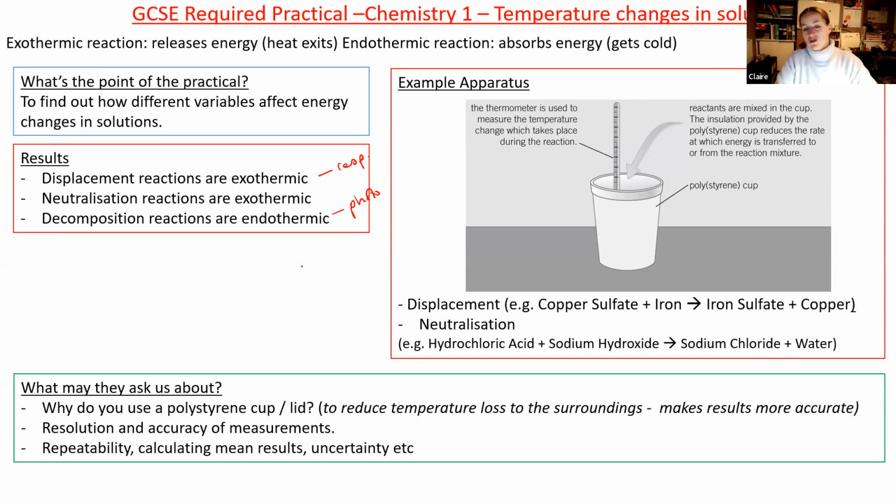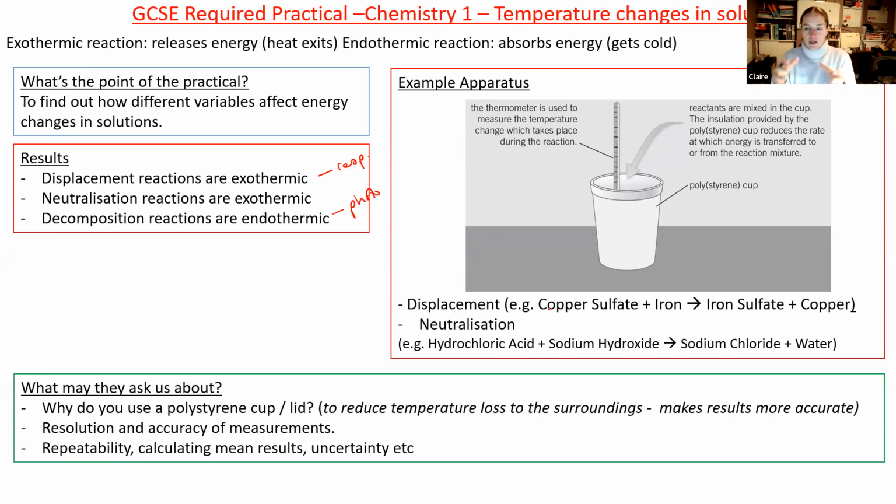Anyway, so this practical is really nice and simple. They've done displacement here, or you can have neutralization. I've given 2 examples there. And it is just using a polystyrene cup. Why are we using a polystyrene cup? Insulation. It keeps the temperature.